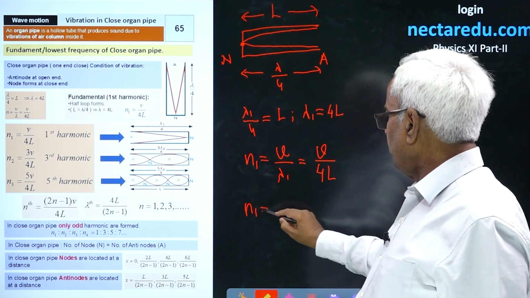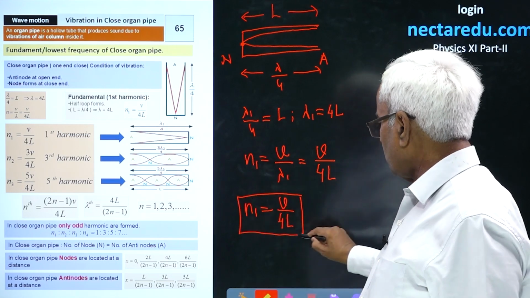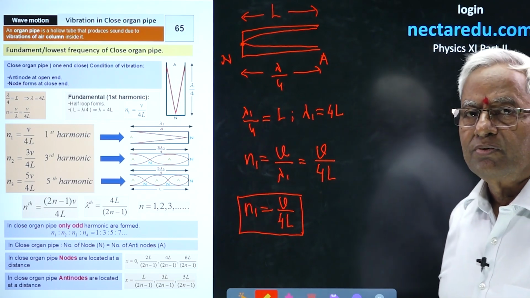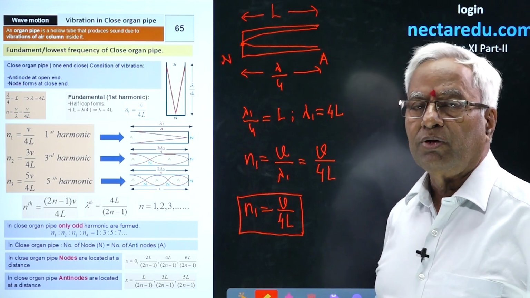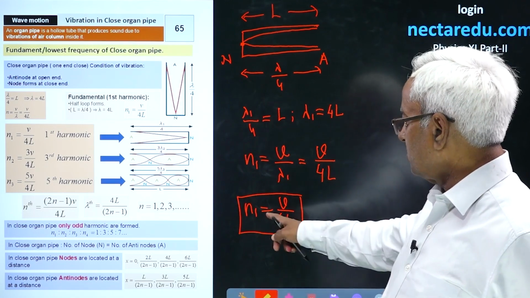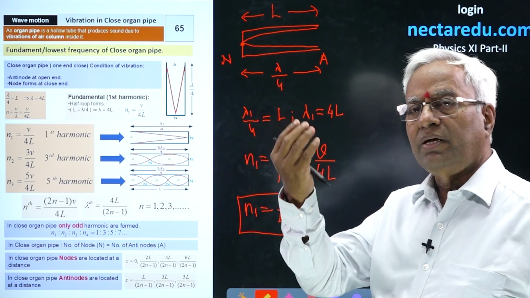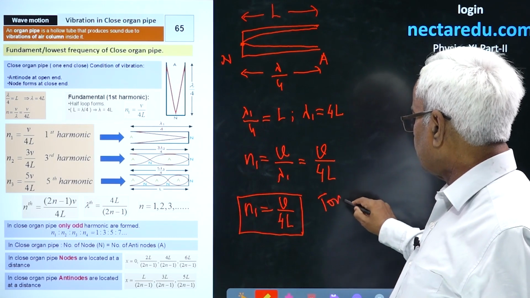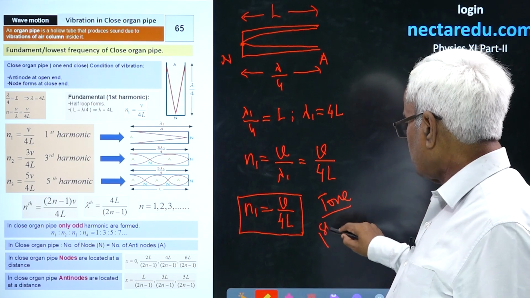As in the case of the open organ pipe, we know that the minimum frequency is known as the tone, the lowest frequency, the fundamental frequency, and also the first harmonic. Harmonic is always the integral multiple. Here, this is the minimum possibility, and all the other higher harmonics would be in terms of its multiple. So this is the fundamental tone, or sometimes simply the tone, and the first harmonic.